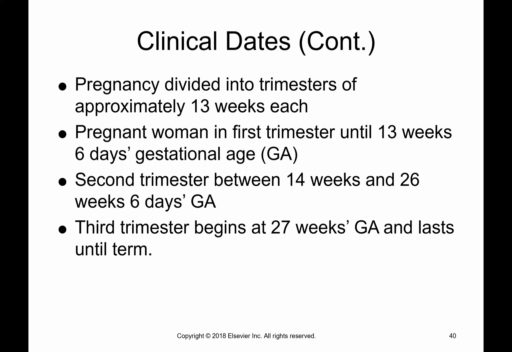Pregnancy is divided into trimesters, approximately 13 weeks each. A pregnant woman is in the first trimester until 13 weeks, 6 days gestational age, which most people, when they get out of the first trimester, can breathe a sigh of relief because the miscarriage rate goes down quite a bit. The second trimester is between 14 weeks and 26 weeks, 6 days. And the third trimester begins at 27 weeks. That's what this book says. Some places say 28 weeks. So it kind of depends, but 27 to 28 weeks is when the third trimester begins.